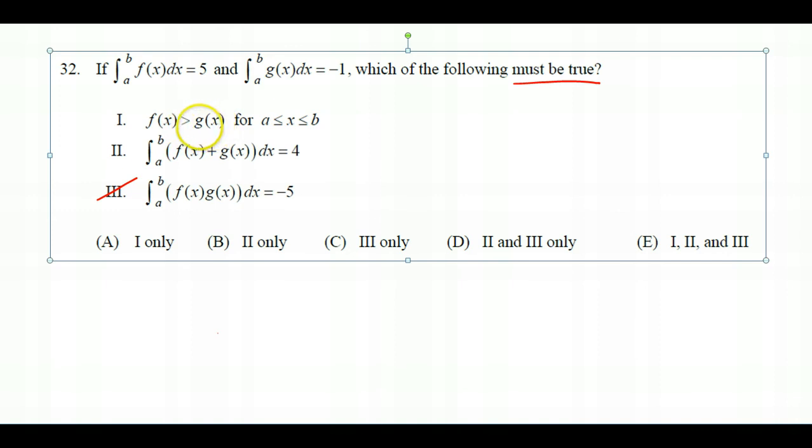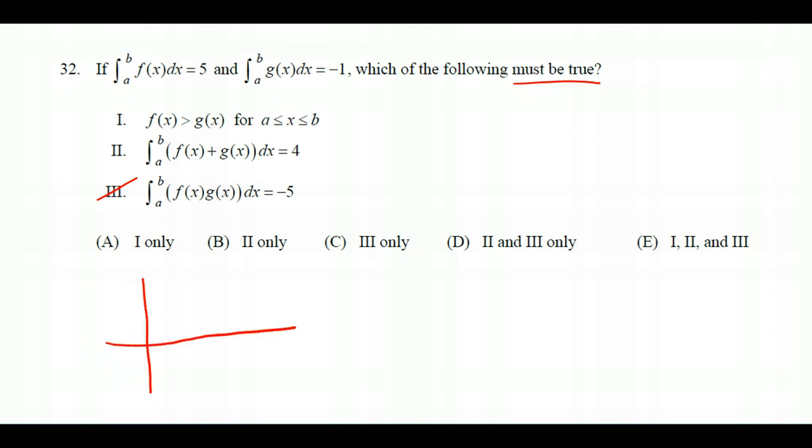But we have to be careful. That's not quite what it means. If the integral from a to b of f of x equals 5, that just means that the signed area is positive 5. So let's go ahead and draw a counterexample to show why this is not always true. So let's say I'm taking the integral from a to b of some function f of x. So here's my function f of x, and here's the interval from a to b.